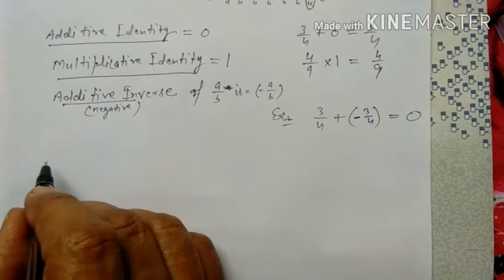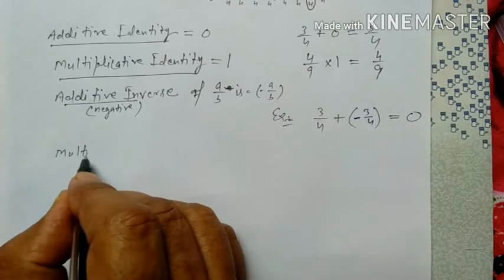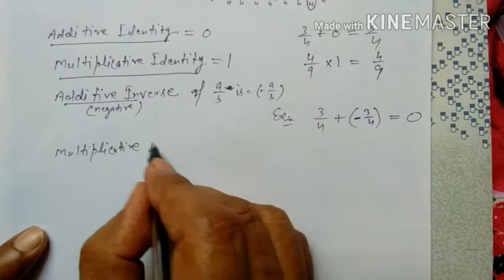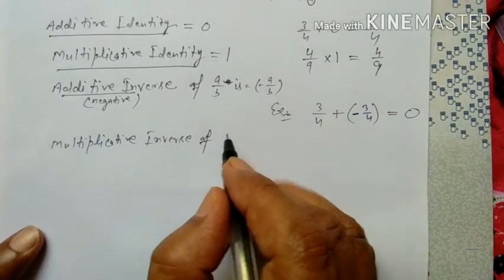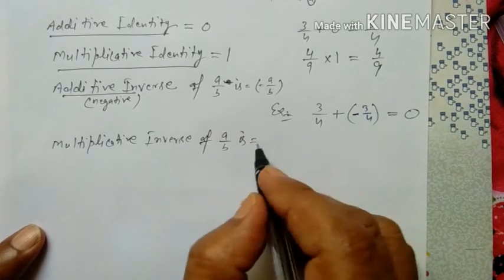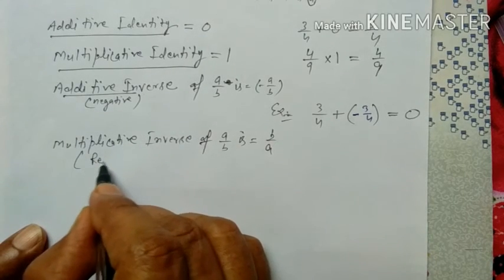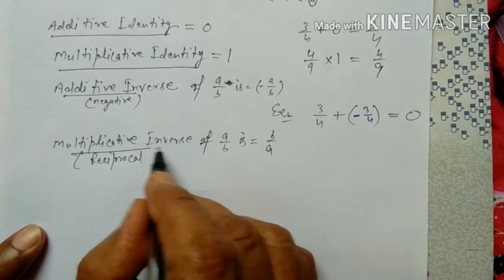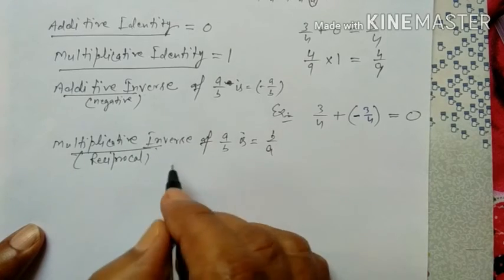And next is multiplicative inverse. Multiplicative inverse of A by B is B by A. It means here reciprocal. Multiplicative inverse is the reciprocal of the given number.